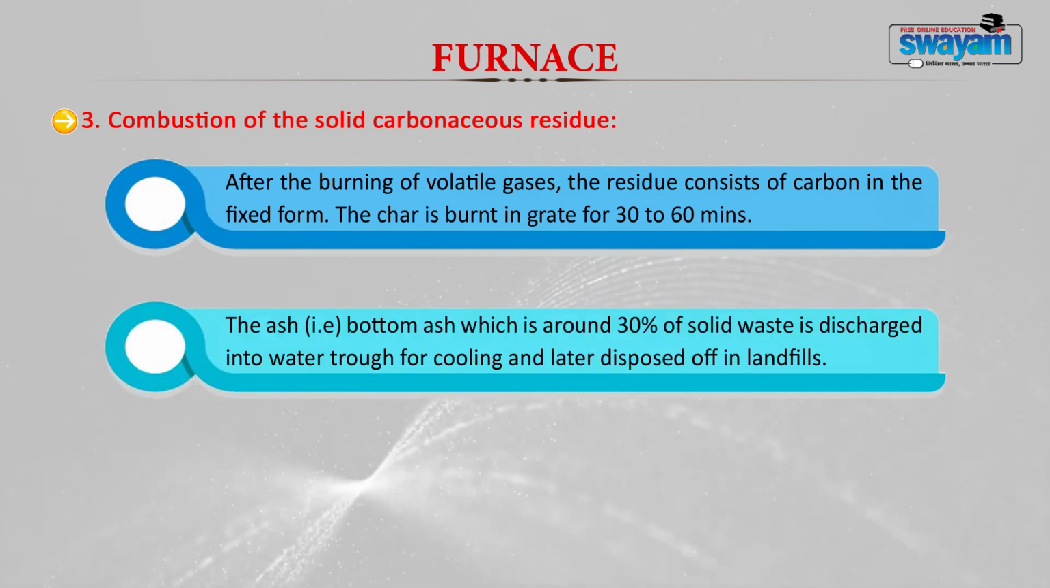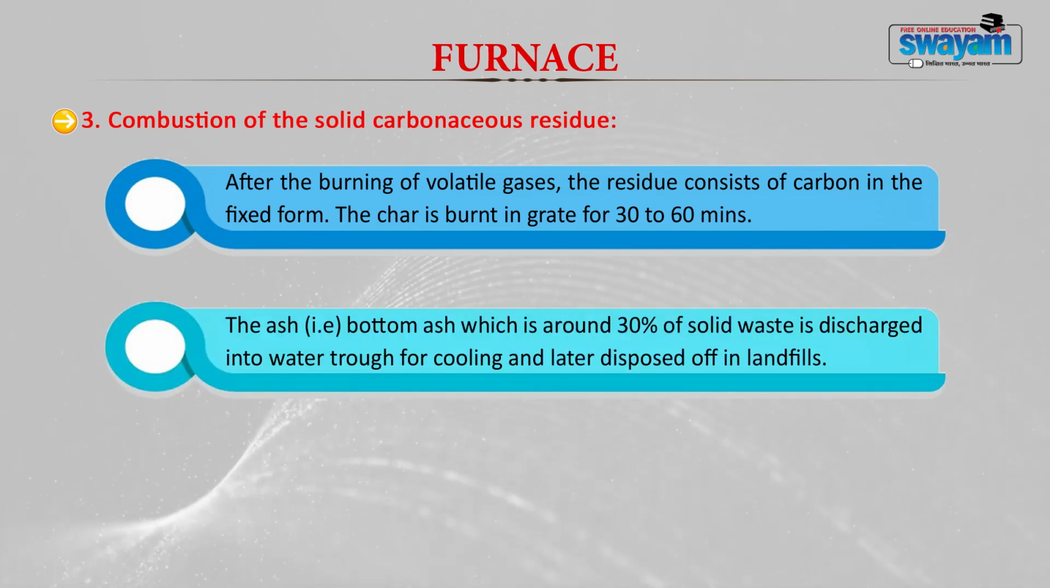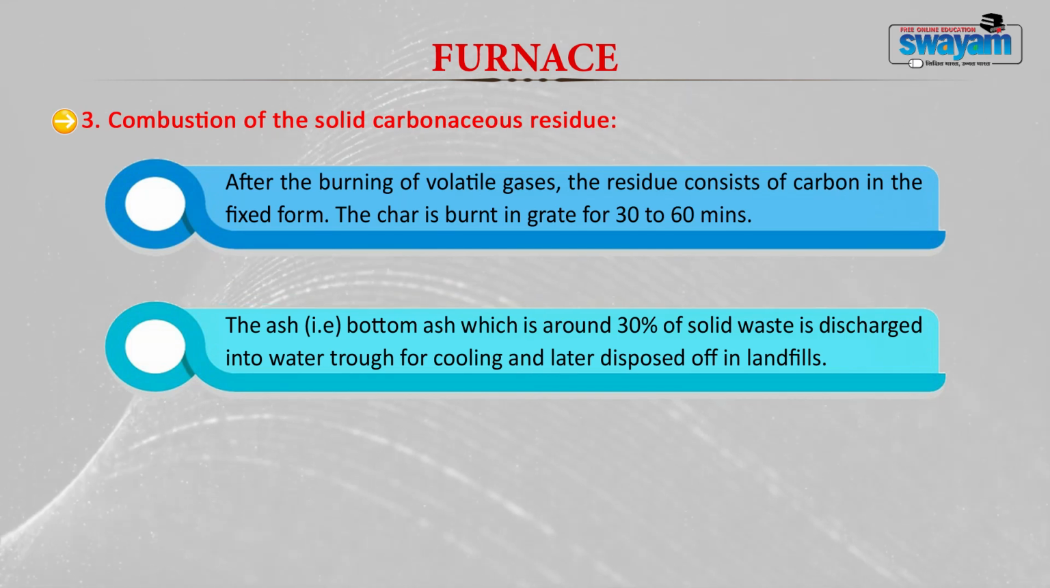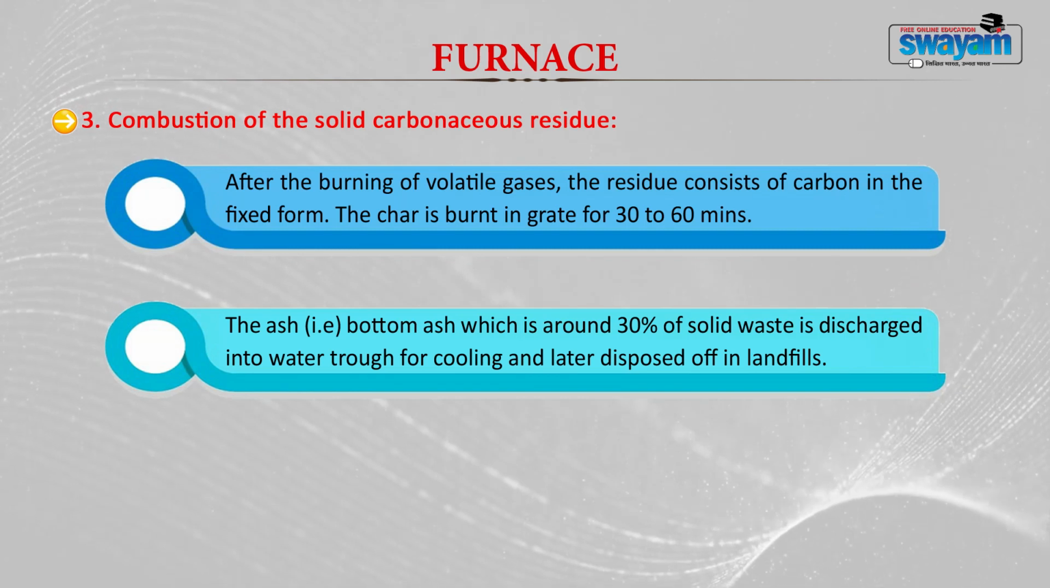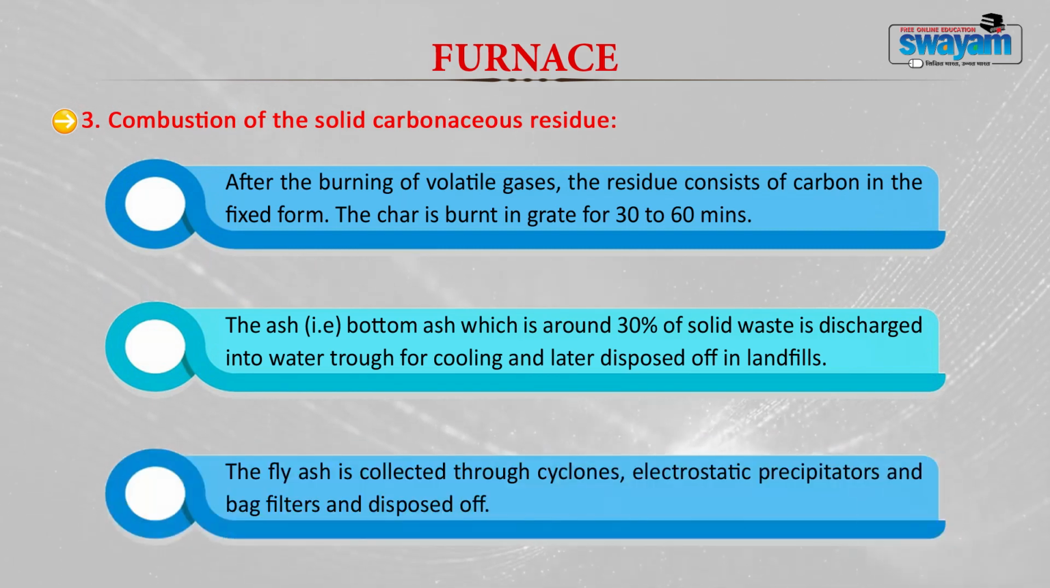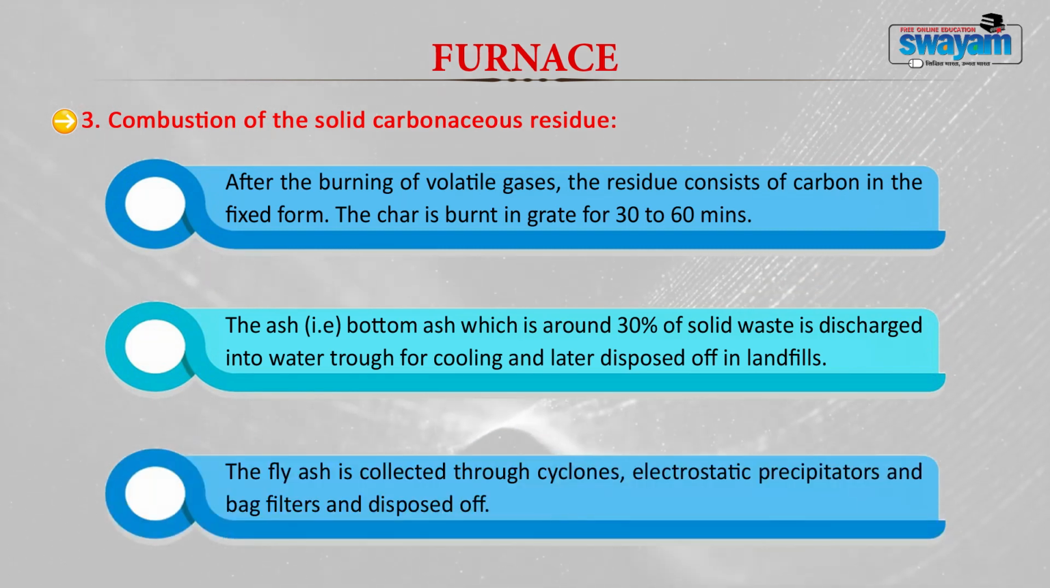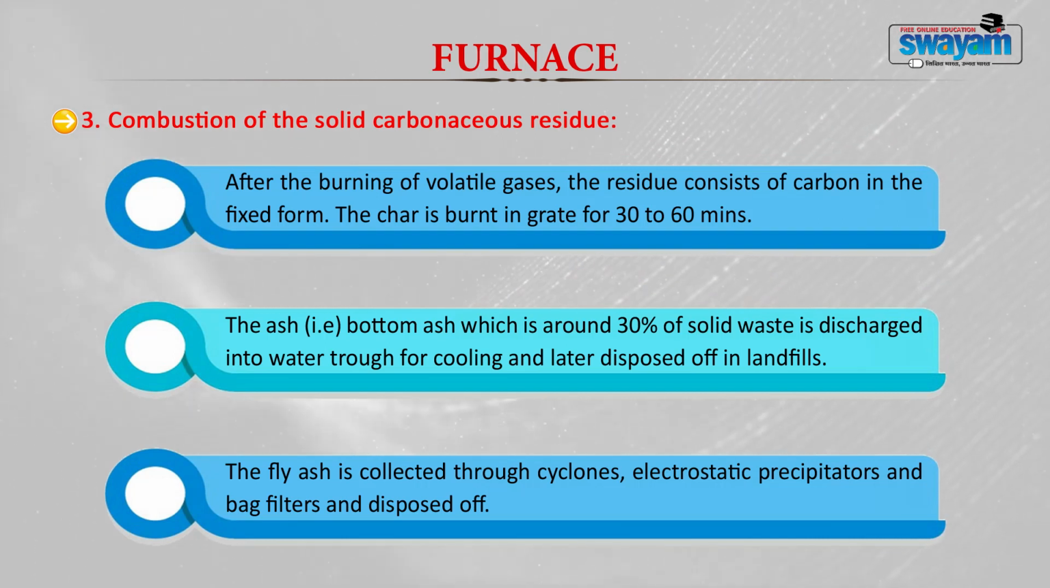Now, the bottom ash, which is around 30% of the solid waste, is discharged into a water trough for cooling and is later disposed of into a landfill. The fly ash is then collected through cyclones, electrostatic precipitators or bag filters. These are nothing but air pollution control devices fitted onto the incinerators, and then they are disposed of. So, these are the 3 different stages, and what happens to your ash after these stages is also discussed here.